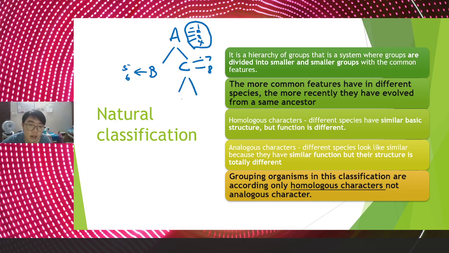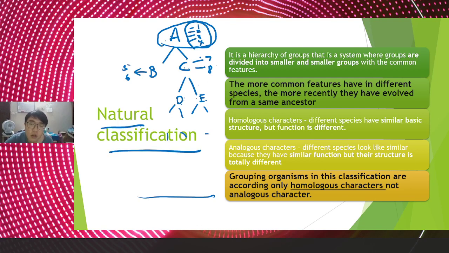And then you classify based on the common feature. A is the biggest common feature. All of them have A's characteristics. Even the one at the very bottom has A's characteristics. And this one is D and E. D and E got C characteristic, but D does not have E characteristic, and E does not have D characteristic. Like that. This is the natural classification. How they classify based on natural classification.